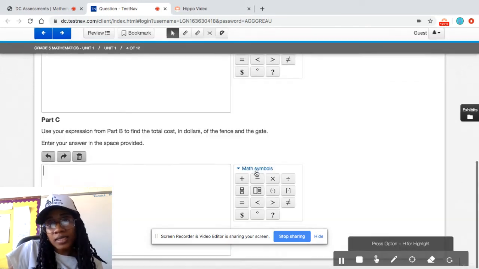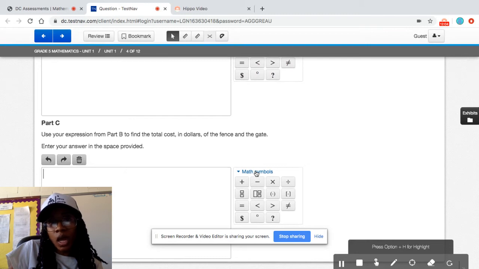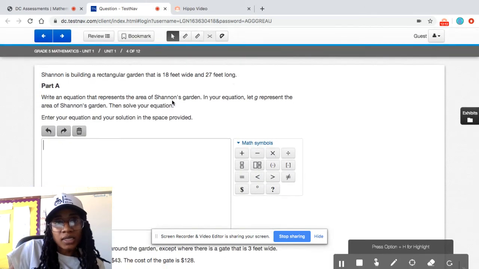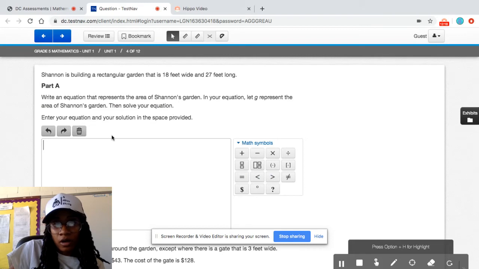A problem like this can be anywhere between almost six points, 2 points for each question. All right, so again, this is a written response, but there are 3 parts to it.